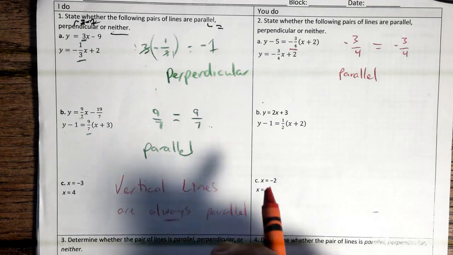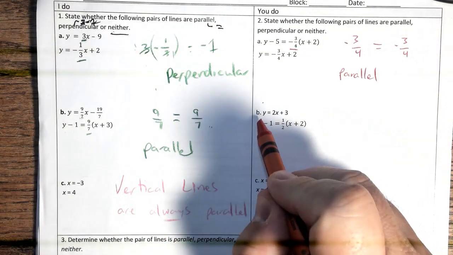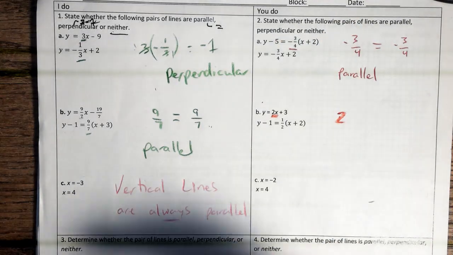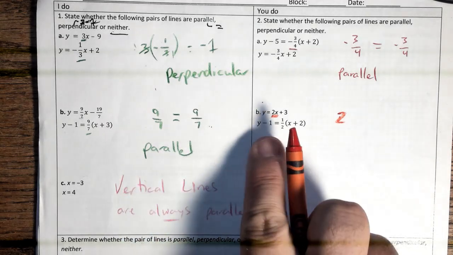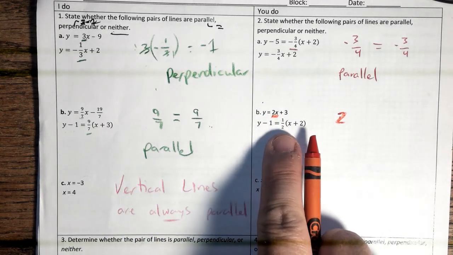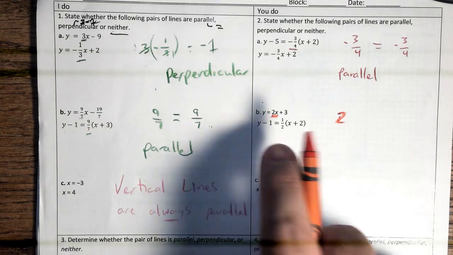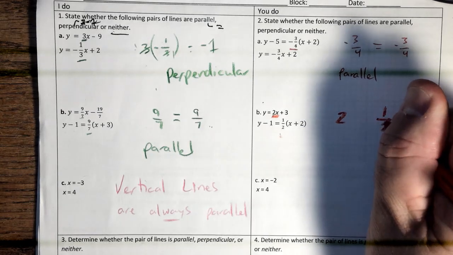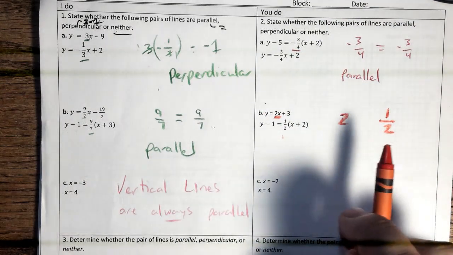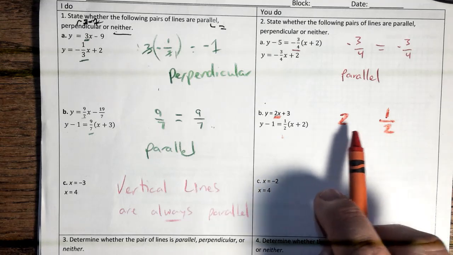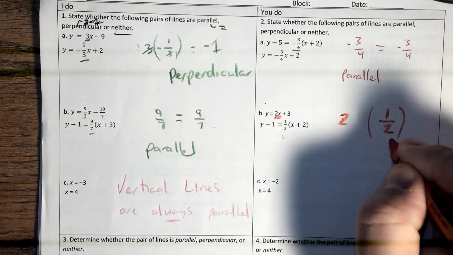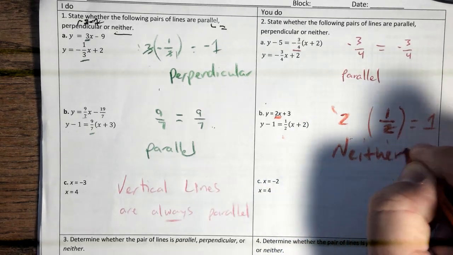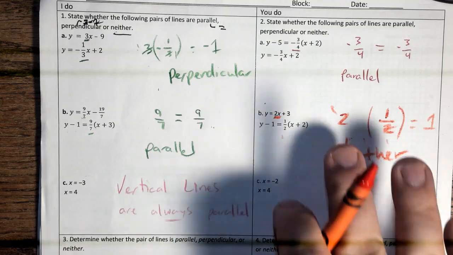Okay. B. First line here is y equals mx plus b. Our m is 2. Second line is in point slope form. y minus y sub 1 equals m times x minus x sub 1. Our m for the second line here is 1/2. Well, these are not equal. If you multiply these together, you get positive 1, not negative 1. So these are neither, because the product doesn't equal negative 1, and they are not equal.